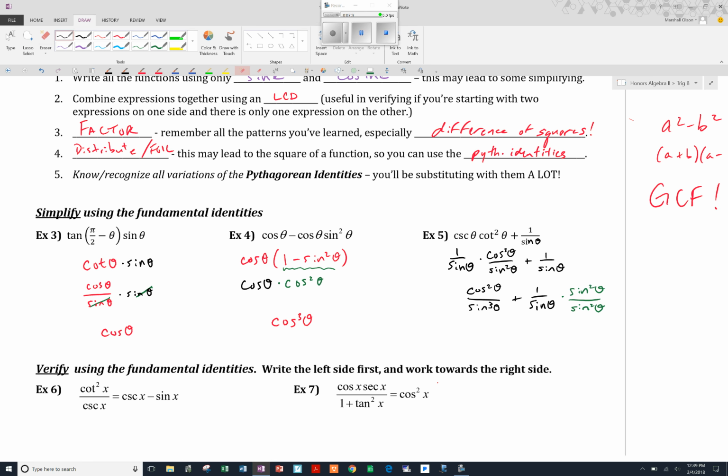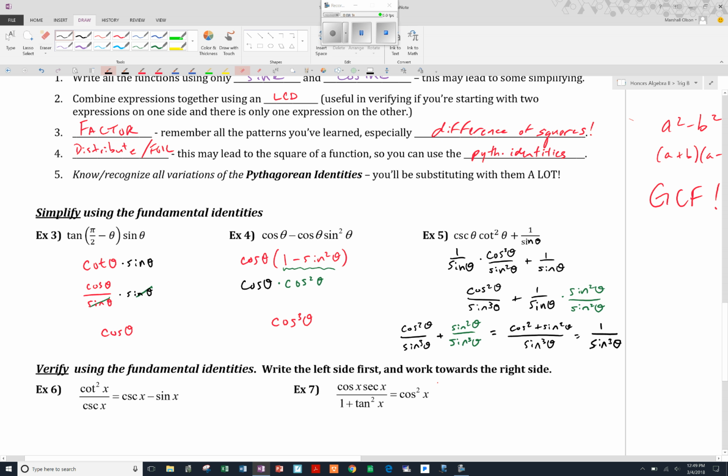that would give us a common denominator. I'm starting to run out of room here, so I'm just going to come over here a little bit. We'd have cosine squared over sine cubed. We're going to add sine squared over sine cubed. So I have a like denominator now, and I can combine those together. I get cosine squared plus sine squared. And hopefully as soon as you write that, you recognize where we're headed with this. We have 1 over sine cubed.